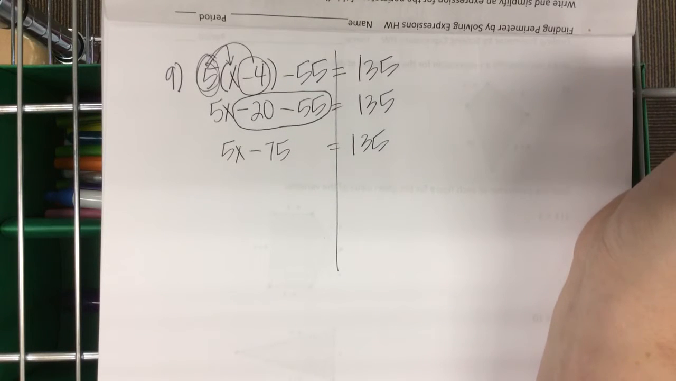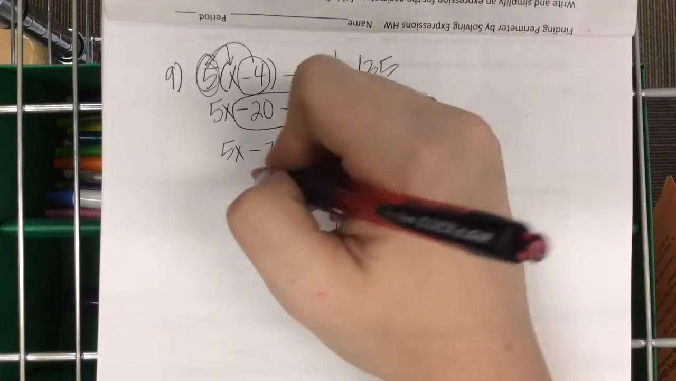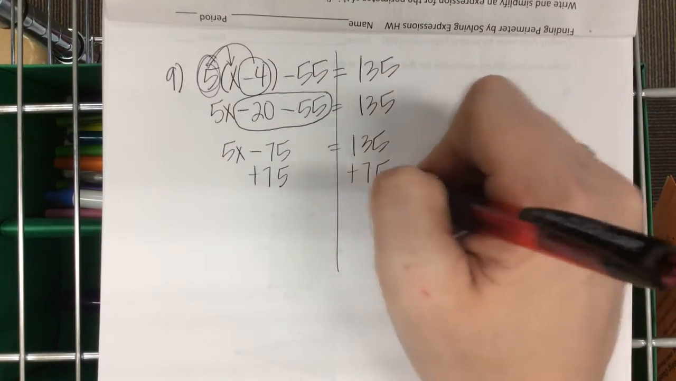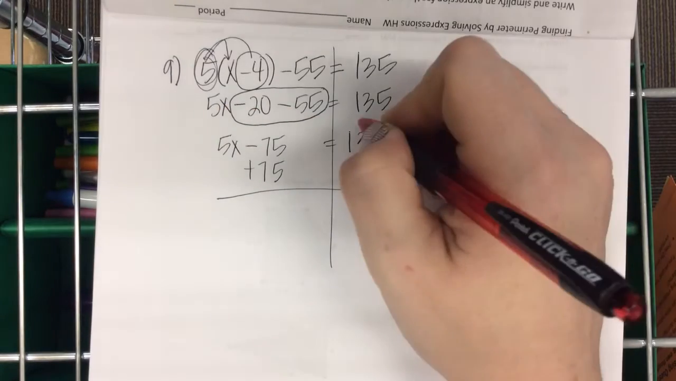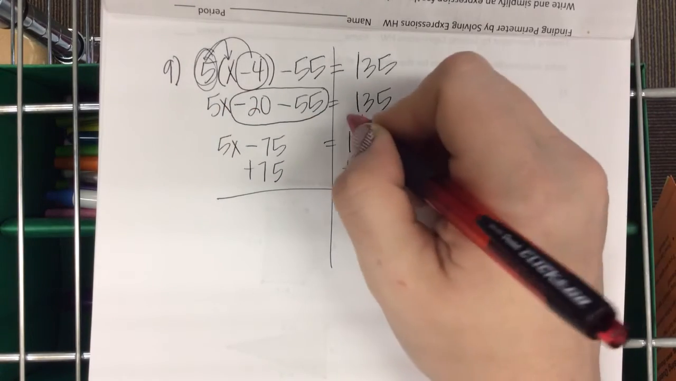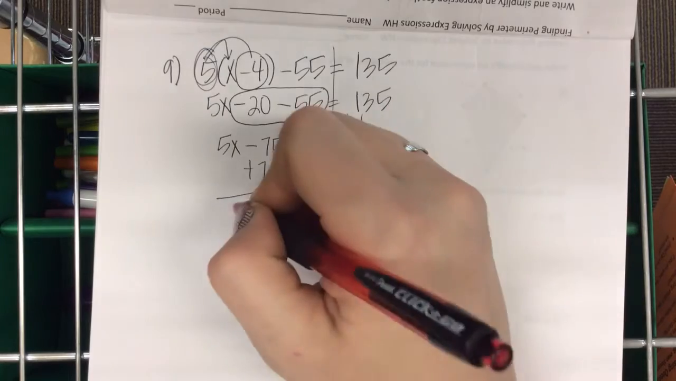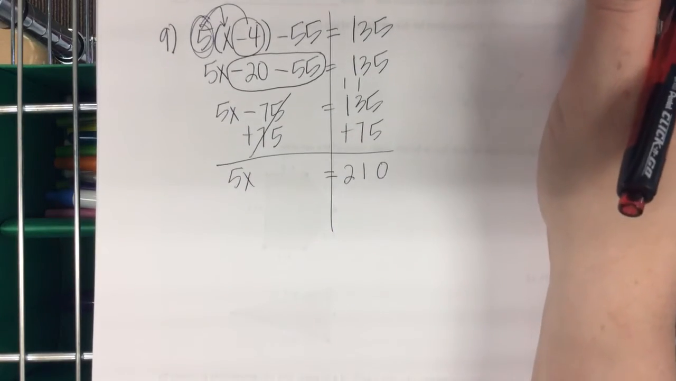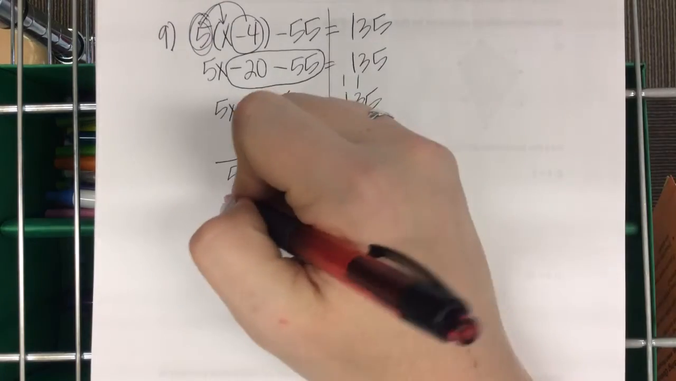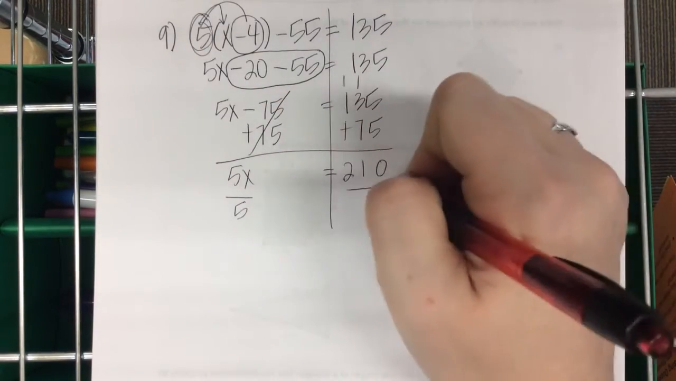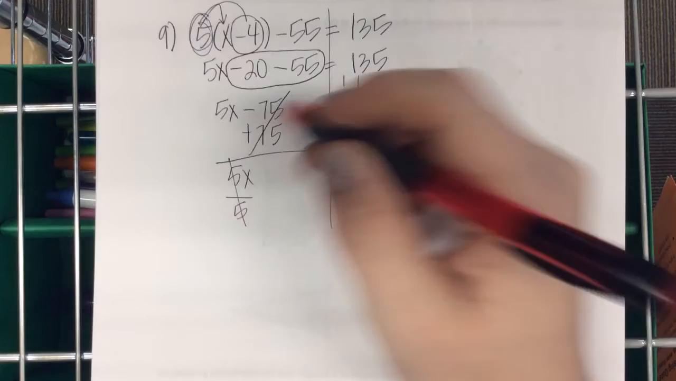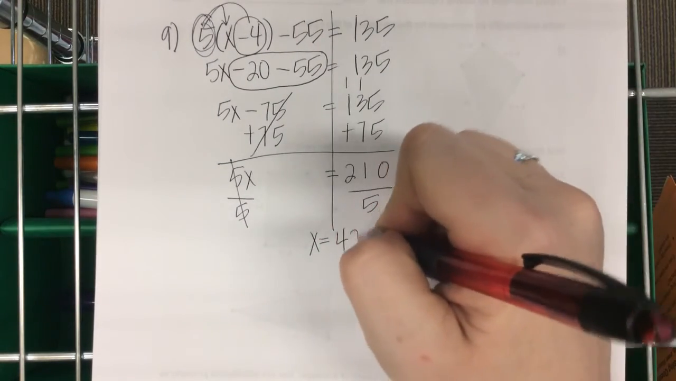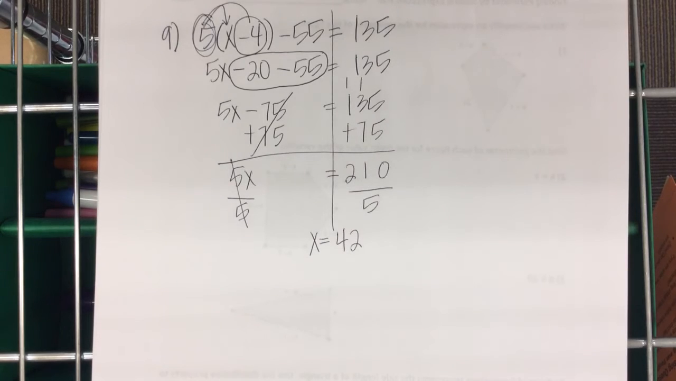Plus 75 plus 75. 5x equals 210, correct? Divide by 5, divide by 5. x equals what? 42, is that what I heard?